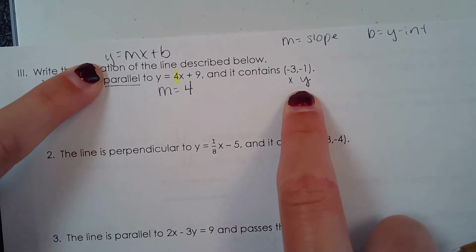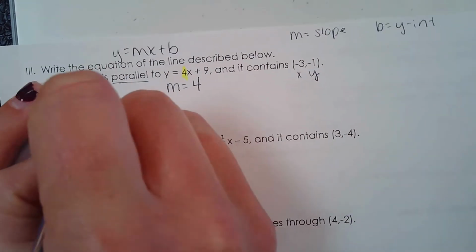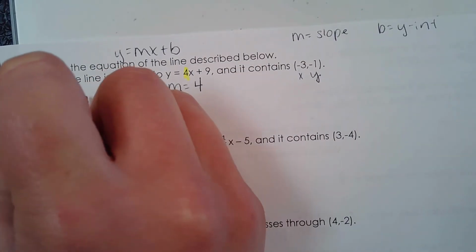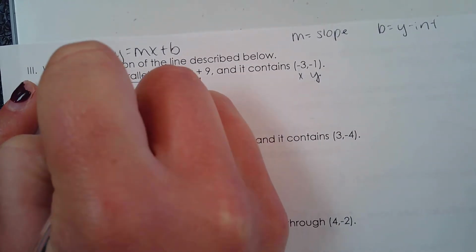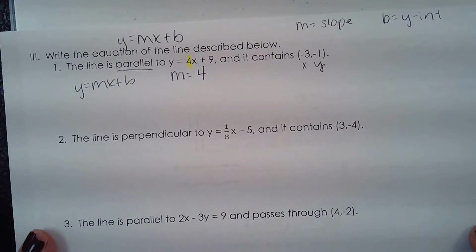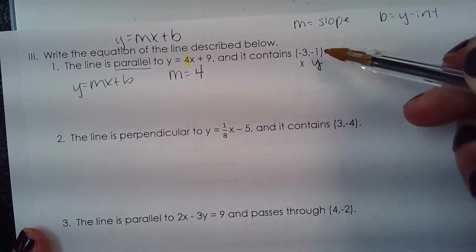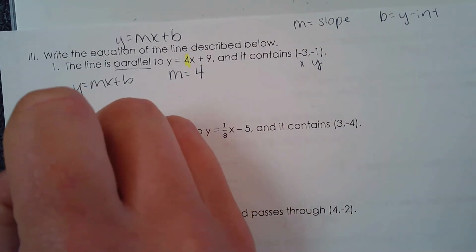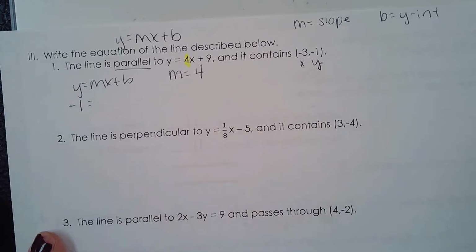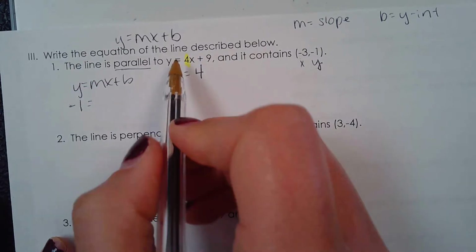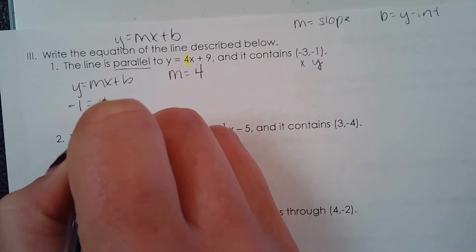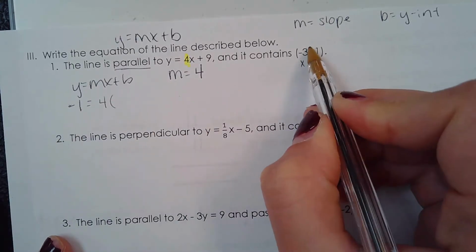In place of y, in y equals mx plus b, I'm going to write it out here. Instead of y, what can I put in its place? What do we know that y equals at some point? -1. In place of m, what can I put? Because we know that our slope is 4. What do we know that x equals at some point?